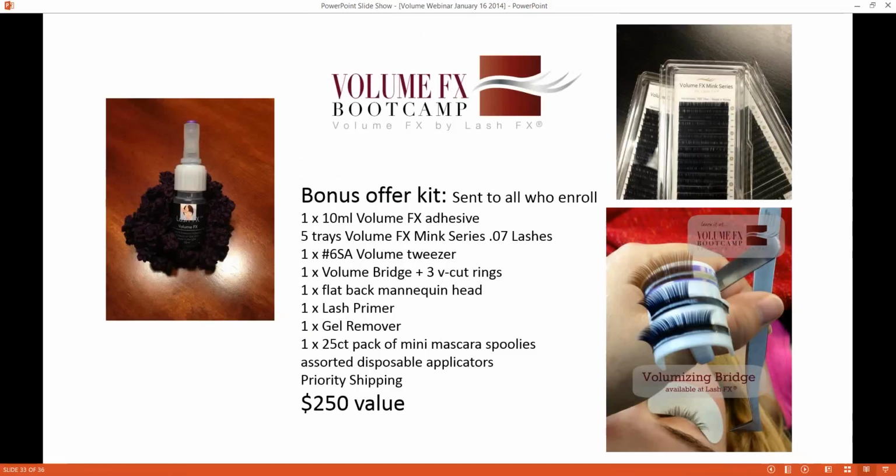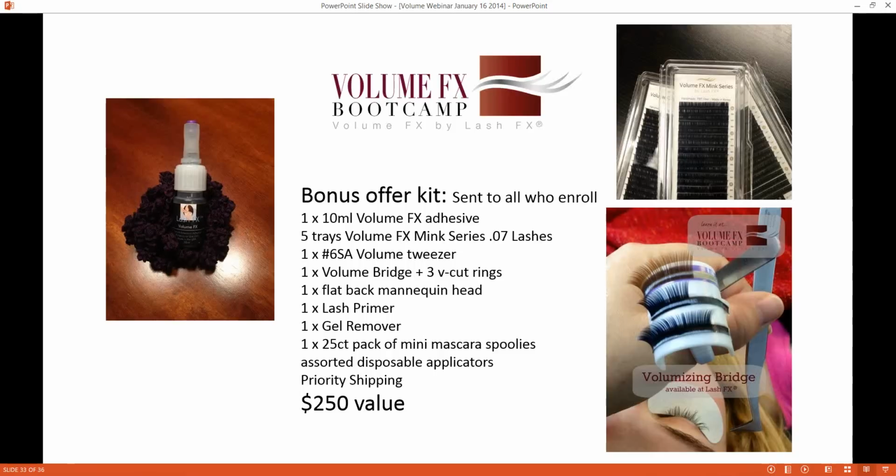This is the contents of your bootcamp bonus kit. This is sent to everyone who enrolls, whether you enrolled before this webinar or afterwards, whether you're a BALA member enrolling now using your discount code. You'll receive a 10 milliliter Volume FX adhesive, and you may use any adhesive, but this is just a bonus gift for you, from me to you.